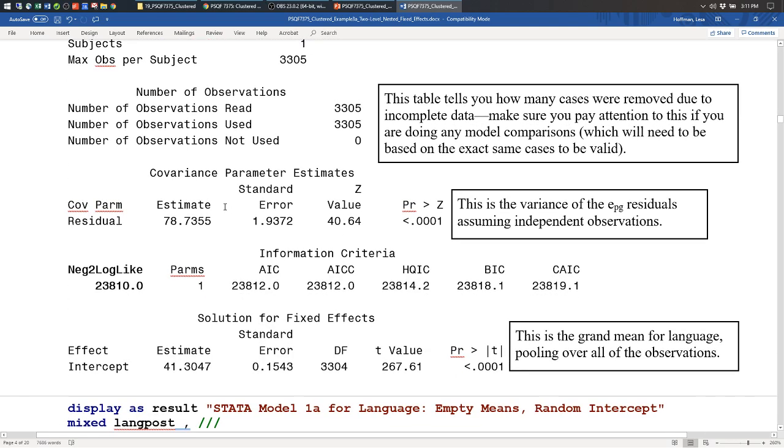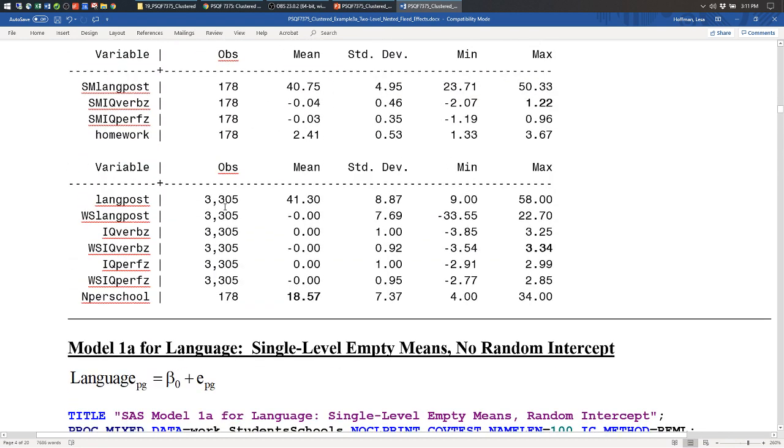Sure. When you say school level variables, do you just mean that they all had like a student ID on them, and then you collapse them or summarize them?